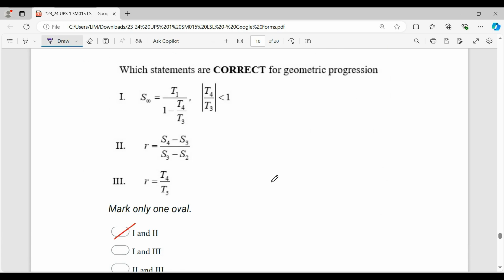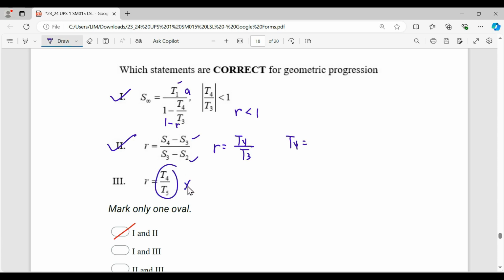Then which statements are correct about the geometric progression? So T4 over T3 is r. r is less than 1. Yes. So to find the sum to infinity, it will be a, which is equal to T1, over 1 minus r. So r is T4 over T3. This is correct. Then to find r, you need T4 over T3. So T4 can be obtained by S4 minus S3, correct? Then T3 can be obtained by S3 minus S2, correct?